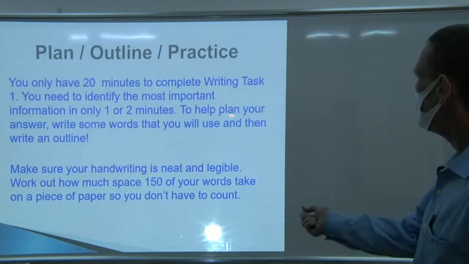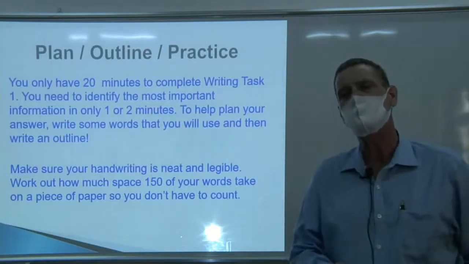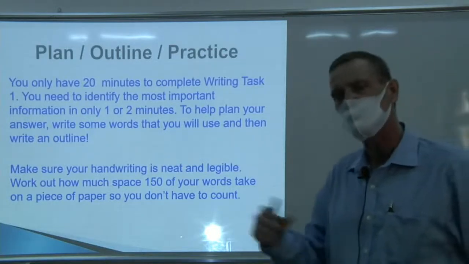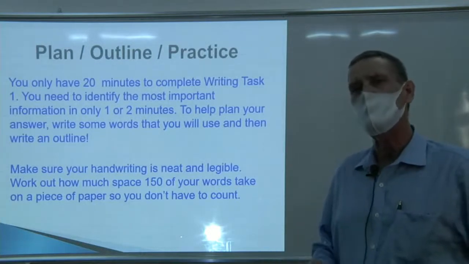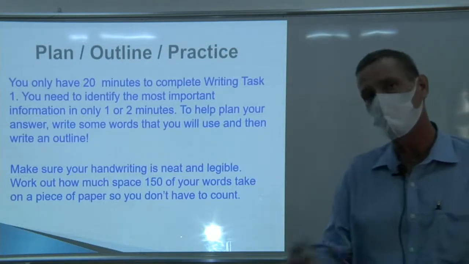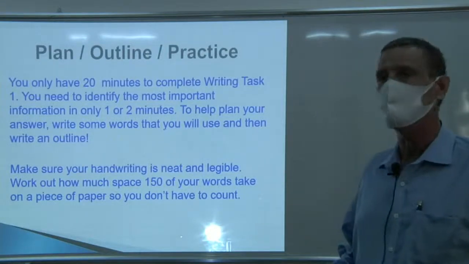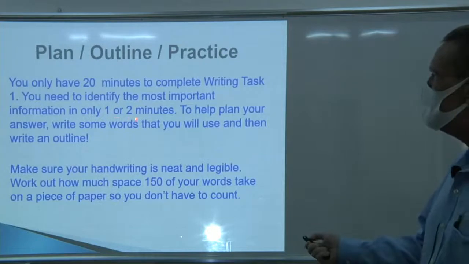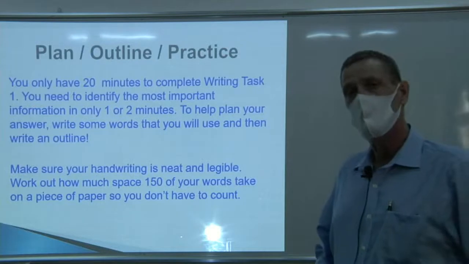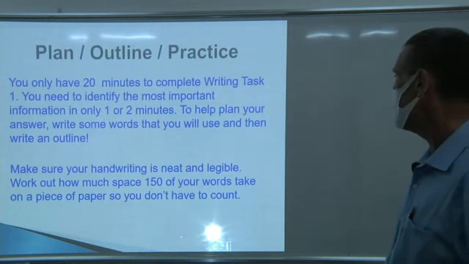And to help you plan your answer, you need to write some words that you're going to use and then write an outline. I'm saying this in task 1, we'll say this in task 2, but you need to write an outline to structure your response. Include some of the languages, maybe include some of the verbs that you're going to use, include a couple of adjectives, rose steadily, decline sharply. Write some of that down and include it in your outline. And within 5 minutes, we want you to have identified the most important information and written an outline for your answer, and that gives you 15 minutes to write that 150 words.